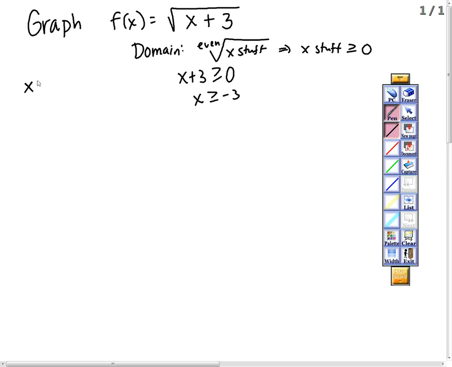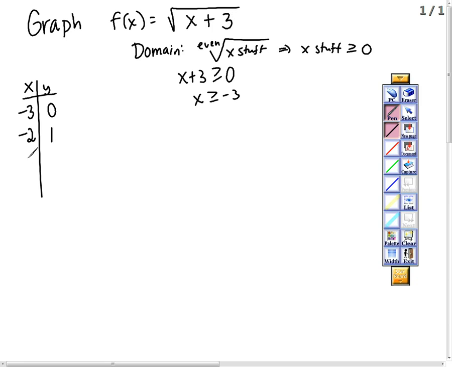Okay, so let's plot some points. I'm going to try to plug in values so I know the root. I'm going to try to make the inside a perfect square. So I can plug in negative 3. I get negative 3 plus 3 is 0. The square root of 0 is 0. Okay, what if I put in negative 2? Because I can't go any smaller than negative 3. Negative 2 plus 3 is 1. Square root of 1 is 1.